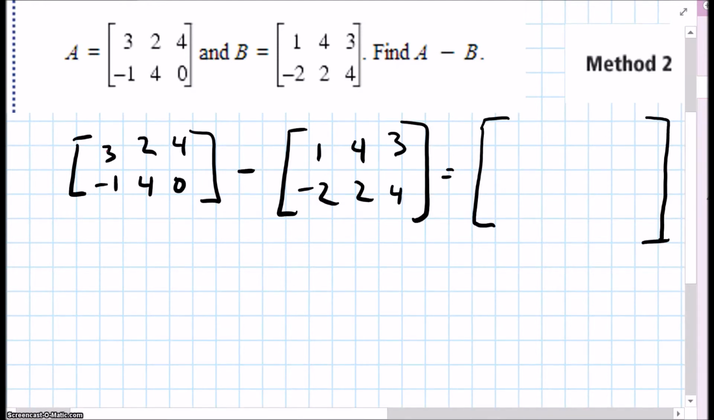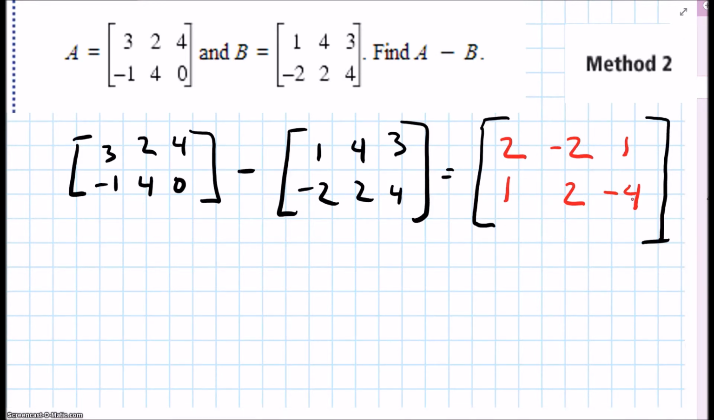Okay, so I go 3 minus 1 equals 2. 2 minus 4 is -2. 4 minus 3 is 1. -1 minus -2 is +1. 4 minus 2 is 2. 0 minus 4 is -4. I just actually go through and subtract every time. That's the way I get it done.